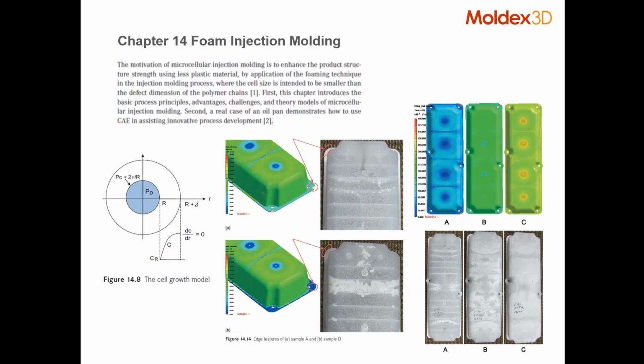Microcellular injection molding is to enhance the product structure strength using less plastic material with the application of the foaming technique. First, the chapter introduces the fundamental process principle, benefits and challenges, and theory models of this injection technique. Second, two cases of microcellular injection molding and chemical foaming are demonstrated to showcase CAE software capabilities in verification.